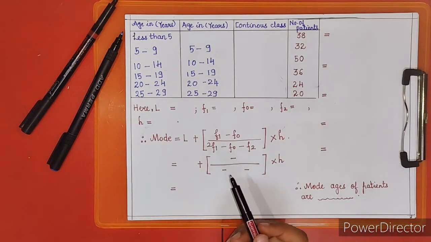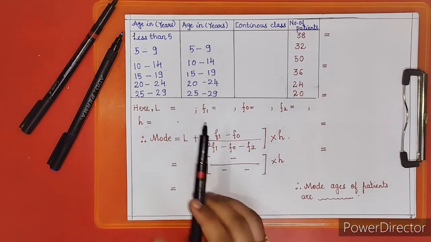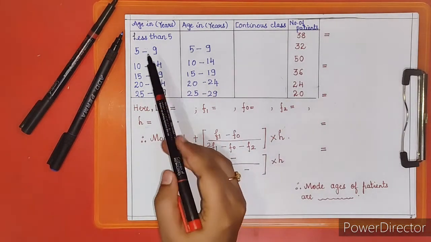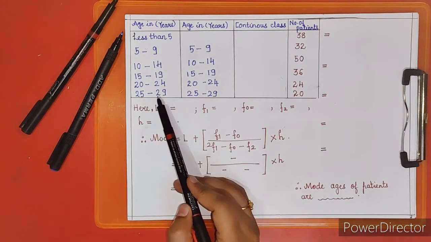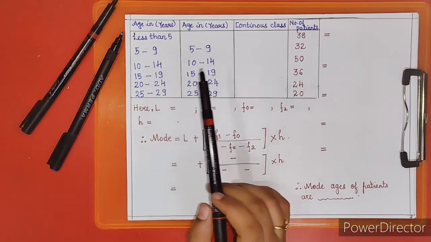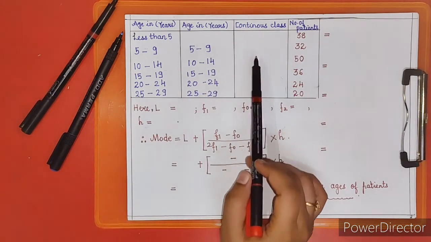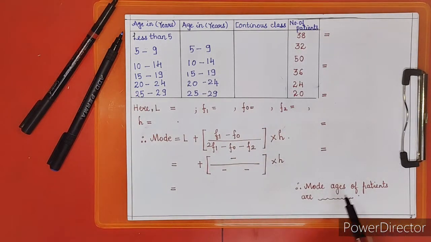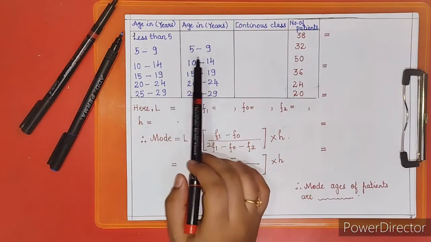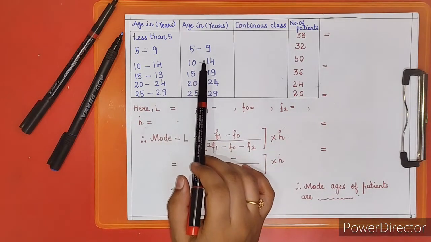We have to find here the mode age of the patient. So here also we have to make only 2 vertical columns, but you will see the class is not continuous. There is a discontinuation in the class. So for that reason you have to add one more column and make a continuous class to get the accurate answer. You will see I have made 2 repeated columns. Both the columns are same.